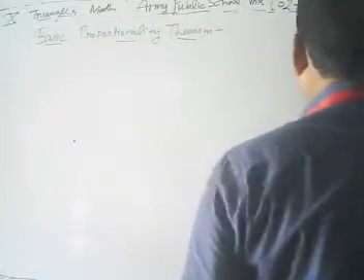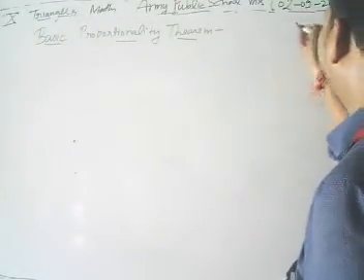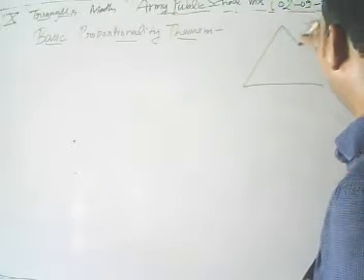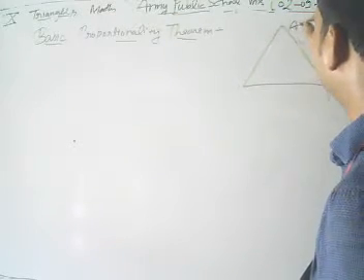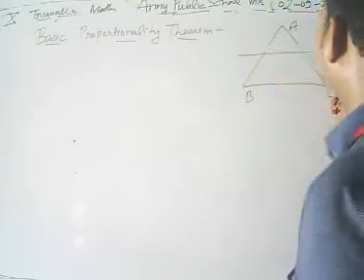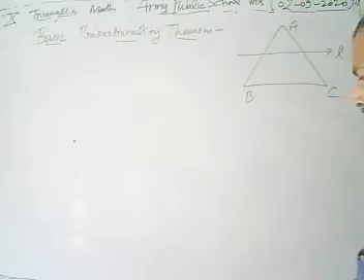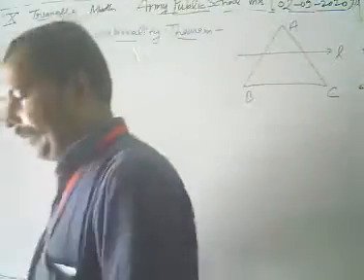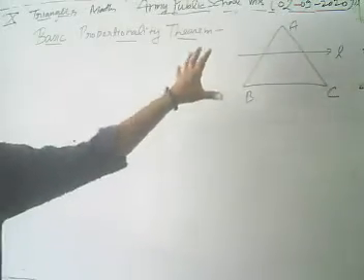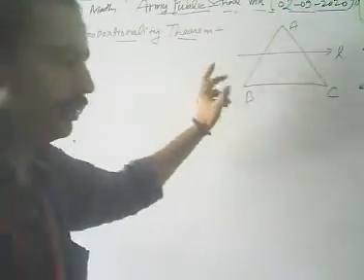What is our statement? If we have a triangle ABC, and a line is drawn parallel to one side of the triangle, here we have drawn line L parallel to the side BC of the triangle.